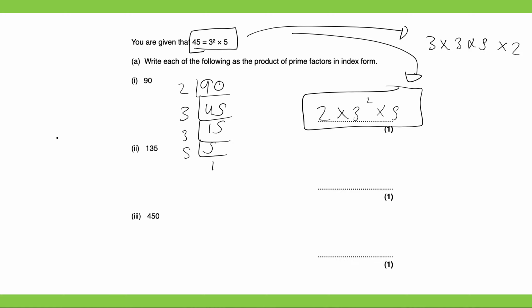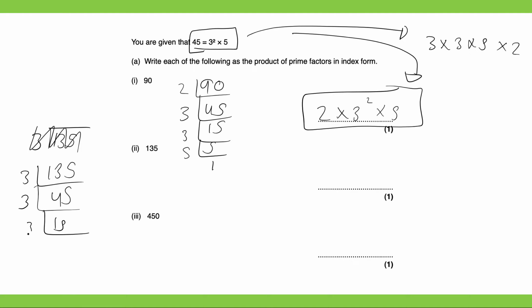Now 135, does 135 go into 2? No, it doesn't. Does it go into 3? Yes, it does. So 135 goes into 3 giving 45. Does 45 go into 3? Yes, it does. 15, does 15 go into 3? Yes, it does. Does 5 go into 3? No, it doesn't. 5. So we would have 3 cubed multiplied by 5.